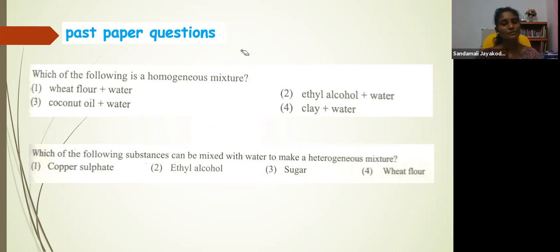Which of the following substances can be mixed with water to make a heterogeneous mixture? Wheat flour. That is the thing. Look, the same question and the same answers, but they were asked in two past papers. Only copper sulfate, sugar and coconut oil have changed. All the rest are equal. So here, if we take wheat flour, we will have a heterogeneous mixture.